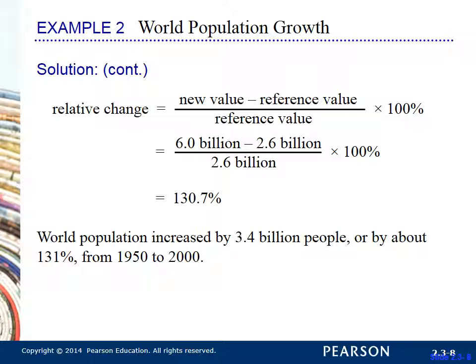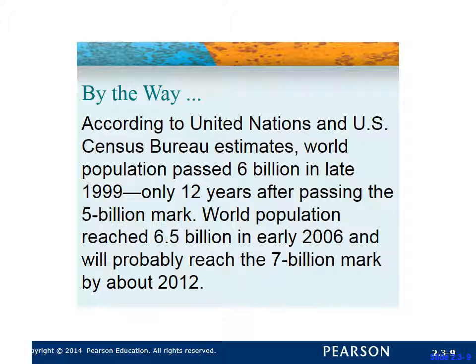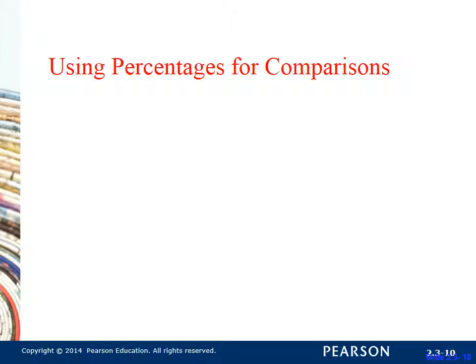So the next thing we want to talk about is what does it mean when we have these numbers bigger than 100 percent? Just a little bit of interesting tidbit. According to the United Nations and U.S. Census Bureau estimates, world population passed 6 billion in late 1999, only 12 years after passing the 5 billion. It's going way fast. If you're taking an algebra-based class, we usually call that exponential growth, where it's got a steep rise to it. It's not taking as long to reach the same value, so it's not doubling in the same amount of time. It's faster.